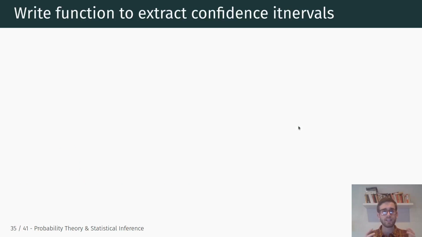The next thing we want to do is write a function to extract the confidence intervals across all these 100 samples. Essentially, we don't want to manually construct the confidence intervals for 100 samples. That would be a lot of typing or a lot of calculation. So we want to do that automatically, and in order to do that, we'll write a quick custom function.